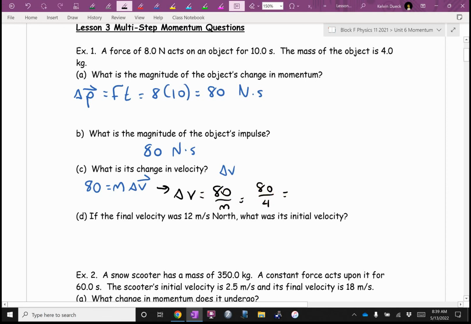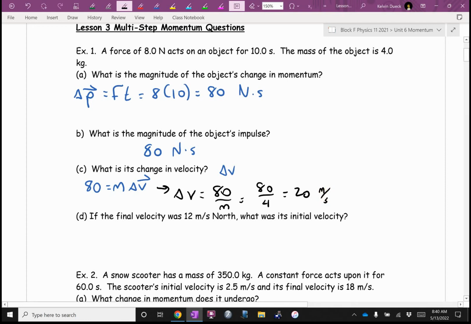Scott, can you do that in your head without a calculator? 80 divided by 4? Is it 20? Is it 20? What are the units? What would the units be for a change in velocity? Yes. Now, what does that mean?